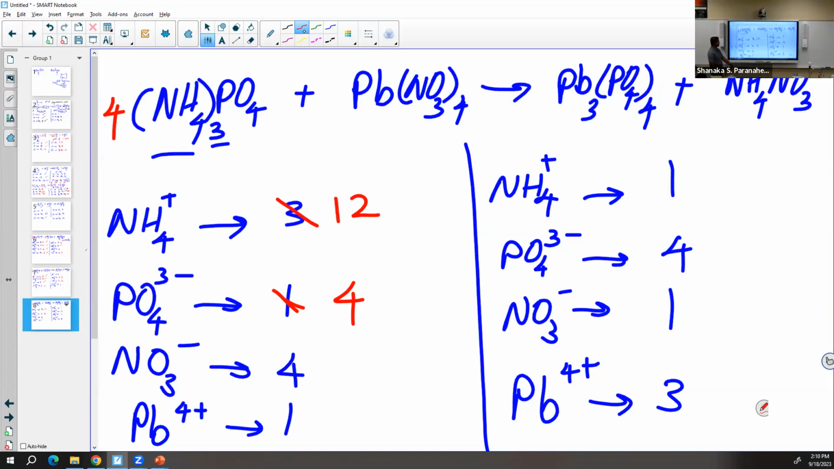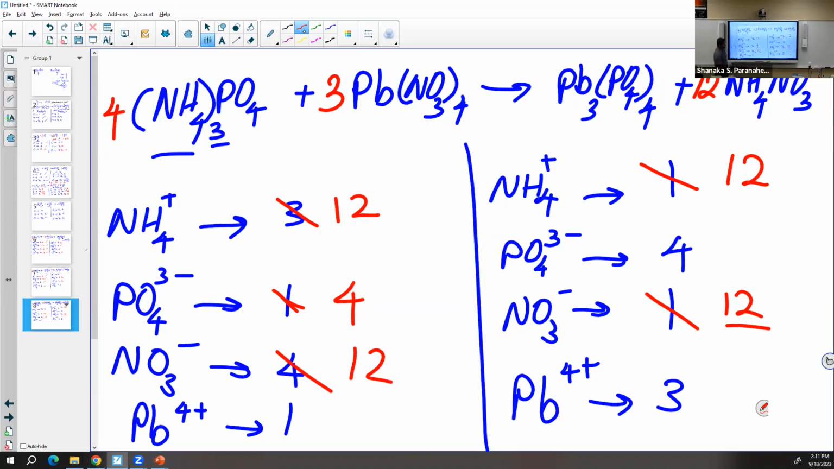So the largest number is on ammonium. We can balance ammonium. Has to be 12. Each has 1. So we need 12 of those. It will change the number of ammonium into 12, and also at the same time it will increase the number of nitrate into 12. The next one is nitrate. 4 versus 12. So each has 4. We need 3 of those. 3 times 4, 12.